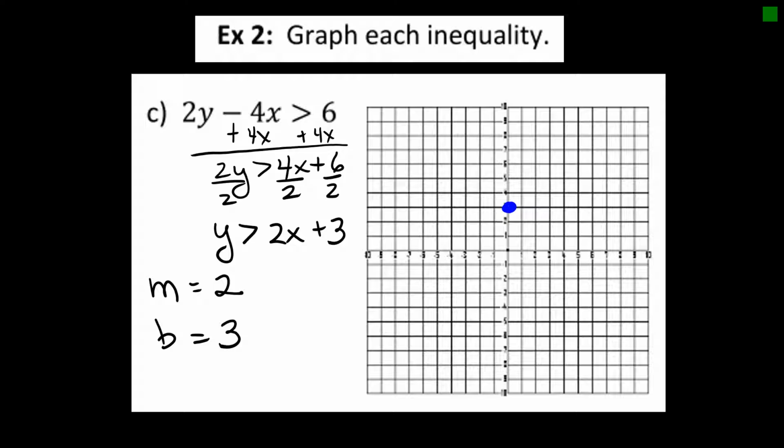Now, you might have learned when you were younger to make the slope a fraction. So I'm going to make it 2 over 1. So if I go up 2 and to the right 1, here's a dot. I'm going to go up 2 over 1, there's another point. Up 2 over 1, there's another point. Then I have to decide if it's solid or dotted. Well, my inequality symbol doesn't have a line under it, so it's a dotted line. So I'm going to make a dotted line.